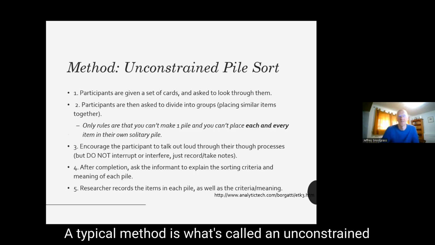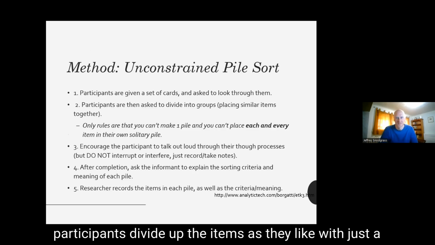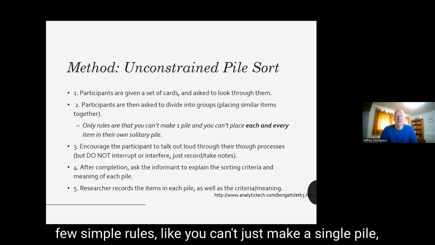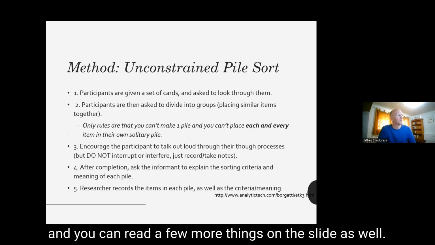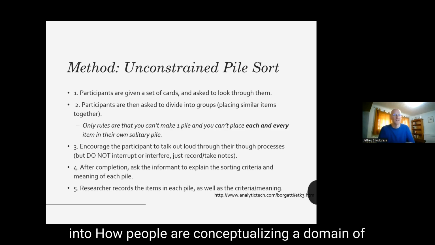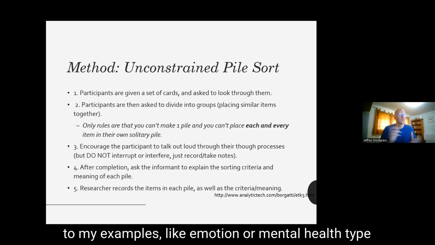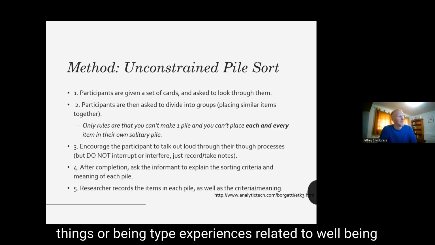A typical method is what's called an unconstrained pile sort, where a researcher generally lets study participants divide up the items as they like, with just a few simple rules, like you can't just make a single pile. And you can read a few more things on the slide as well. Thinking out loud through the process gives insight into how people are conceptualizing a domain of experience. Again, for me, when I get to my examples, it's going to be emotion or mental health type things, or being type experiences related to well-being.